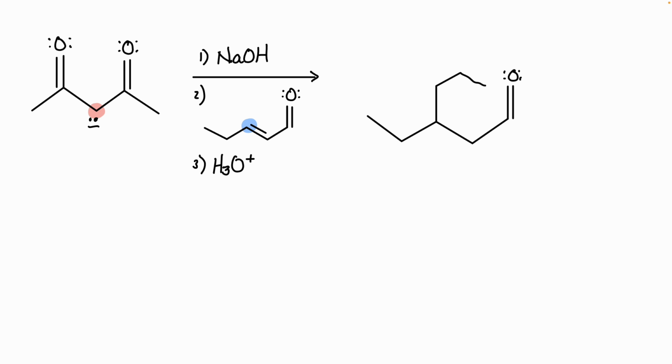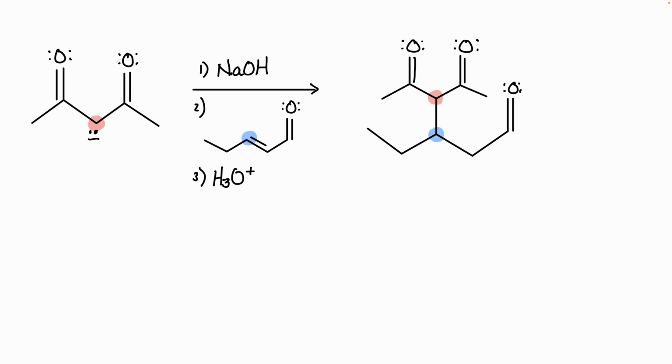All right, I'm going to have to try to scrunch this in here. My product of this Michael addition here is going to have that new bond between the nucleophilic alpha carbon and that electrophilic beta carbon. All right. We got one more reaction to go here.